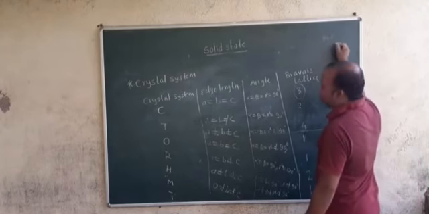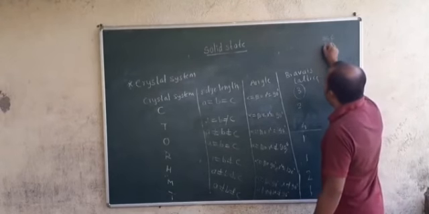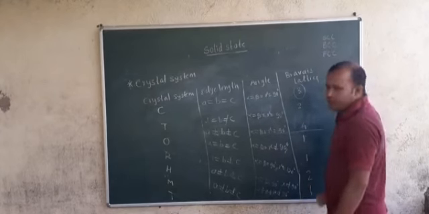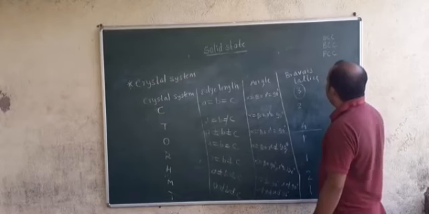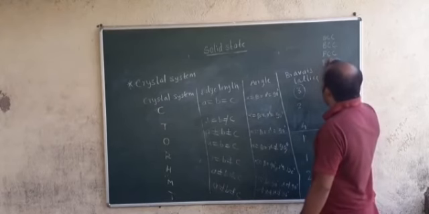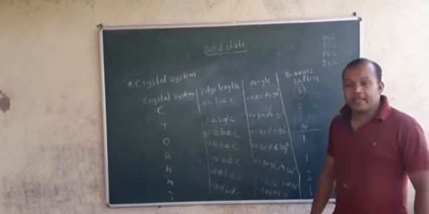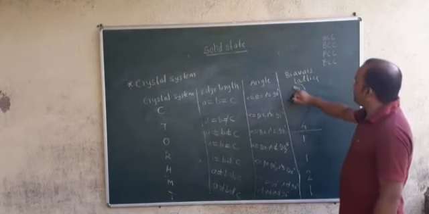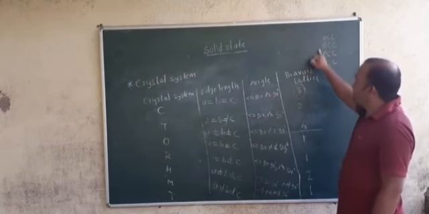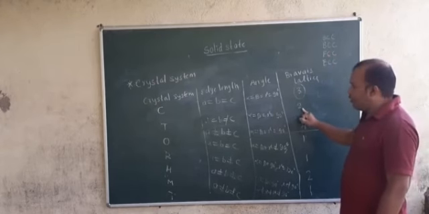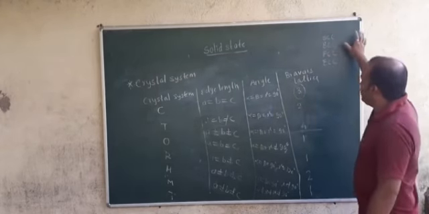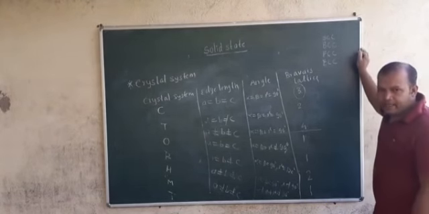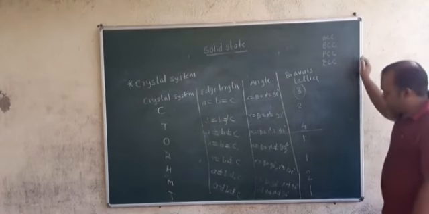First one is SCC, simple cubic crystal. Second one is BCC, that is body center cubic crystal. Third one is FCC, that is face center cubic crystal. And last one is ECC, that is end center cubic crystal. So cubic is of 3 types: SCC, BCC, FCC. Tetragonal is of 2 types: SCC, BCC. This is of 4 types: SCC, BCC, FCC and ECC.